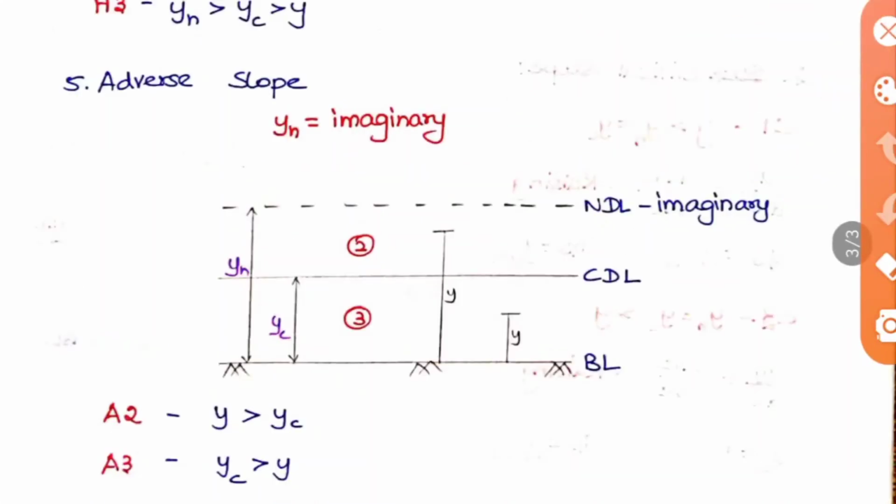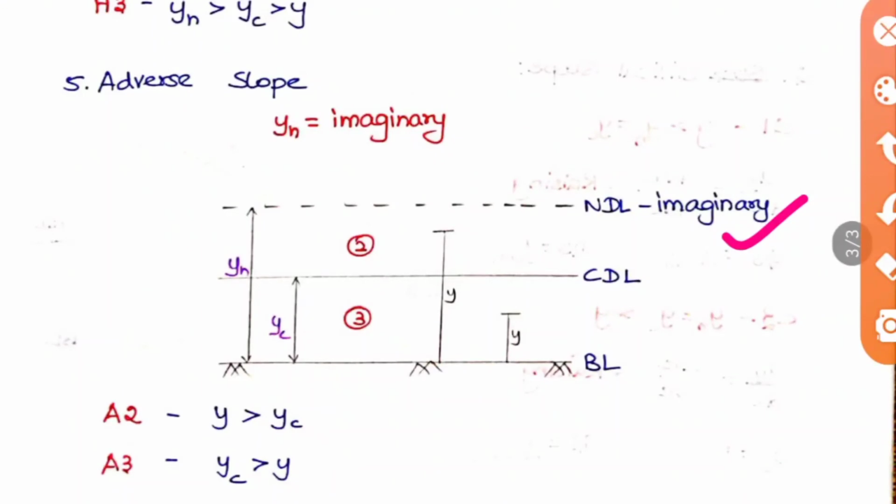And then the last one, the fifth one, is the adverse slope. So here yn is imaginary. So here also the NDL line is imaginary, so we can't assume one. So here A1 does not exist, so this is an important thing. And in this, A2 and A3 exist. In A2, y is greater than yc, and in A3, yc is greater than y. So yn is imaginary, so you can't bring that into these relations.